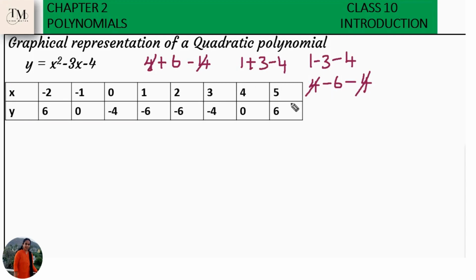So when x is equal to 3, x square is 9. That is, 3 square is 9, minus 3 into 3 is 9, minus 4. So 9 minus 9 is 0. So 0 minus 4 will be minus 4.